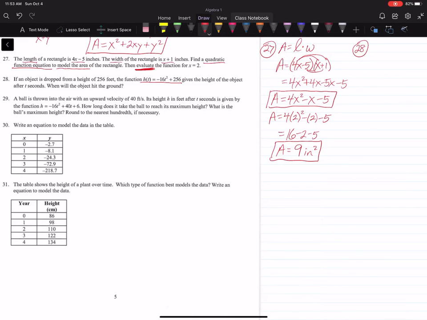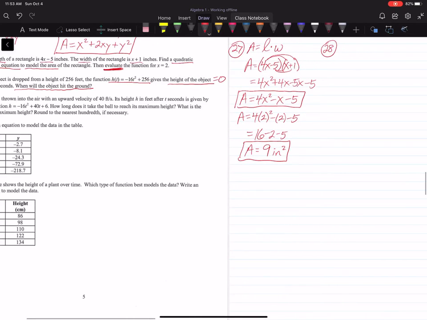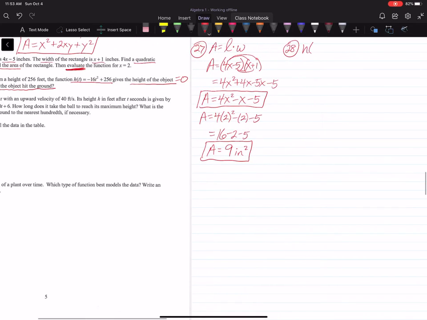Okay, so they want to know when will the object hit the ground. So we're looking for t, and we want to know what t is when it hits the ground. Well, the height of the object when it hits the ground is 0. So I plug in 0 for h of t. So I want to write the equation over here. H of t equals negative 16 t squared plus 256, and I'm going to plug in 0 for h of t and work it.